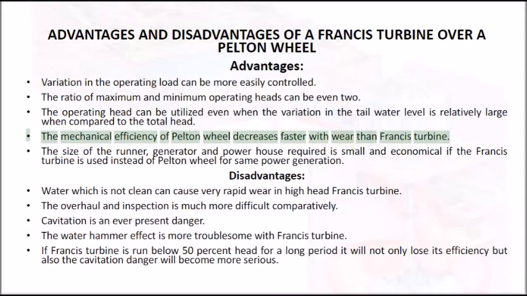The size of the runner, generator, and powerhouse required is small and economical if the Francis turbine is used instead of a Pelton wheel for the same power generation.